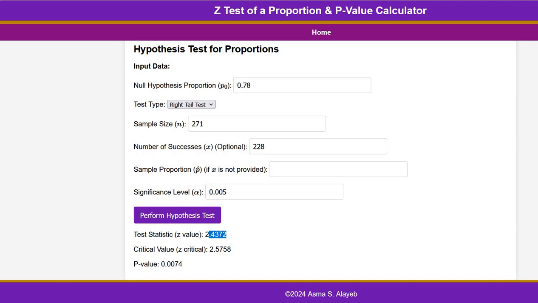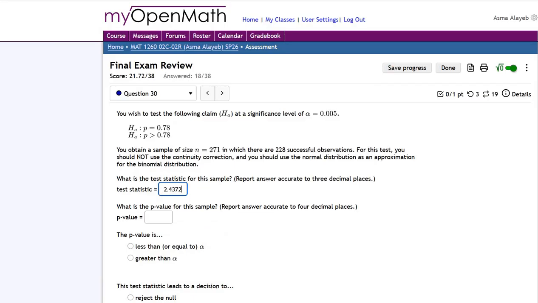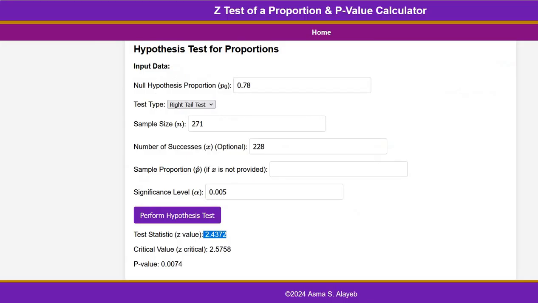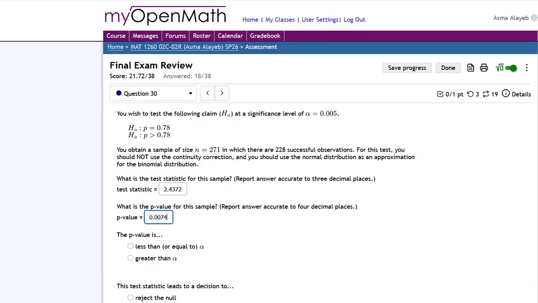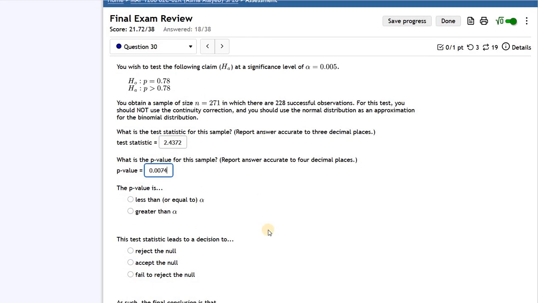I will copy the test statistic. So this is the test statistic, and then the p-value is also required. The previous question did not require the p-value, but in this case we're going to use the p-value. Now we're going to compare the p-value to alpha. Notice how the p-value is bigger than alpha.